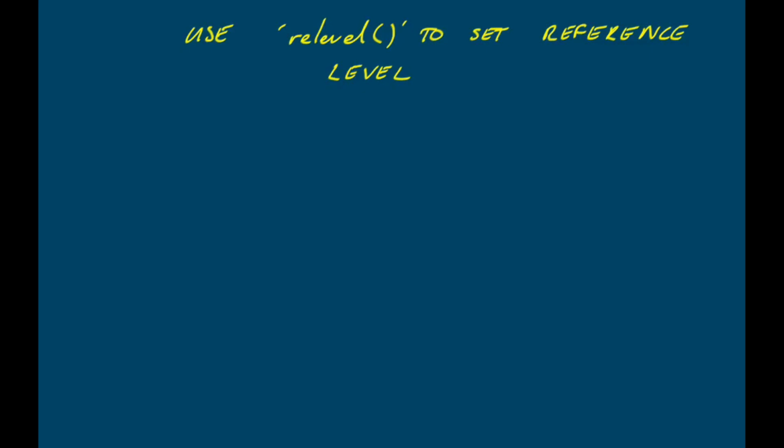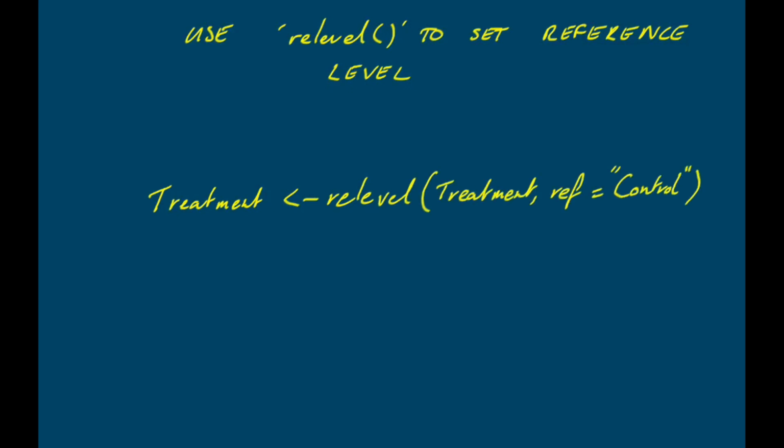Okay, that's all very well, but in an experiment like this, we don't actually want to compare our treatment levels with each other. What we want to do is compare them with the control, so it would make a lot more sense if the reference level in this case was actually the control. And we can do that in R by using the relevel function. So you can use relevel to change the reference level for a factor. That's how you do it for treatment.